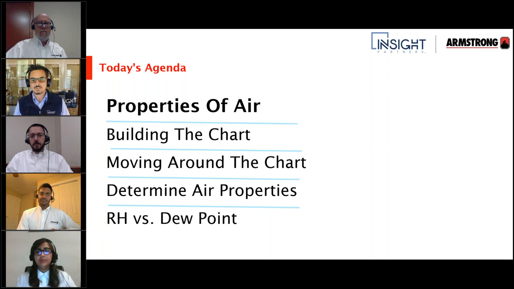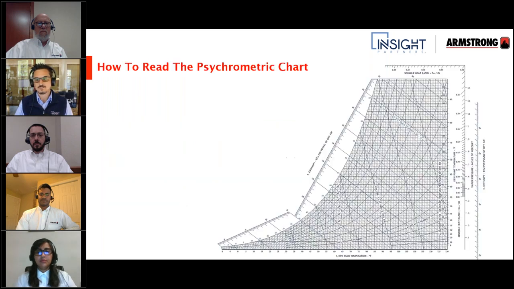So we have basically about 5 sections here: properties of air, building the chart, moving around the chart, then determining some air properties, and we'll have a quick discussion on relative humidity versus dew point, two often confused psychrometric states. And if you have not printed out the Psych Chart, you might want to print it out. It'd be a nice way to follow along here.